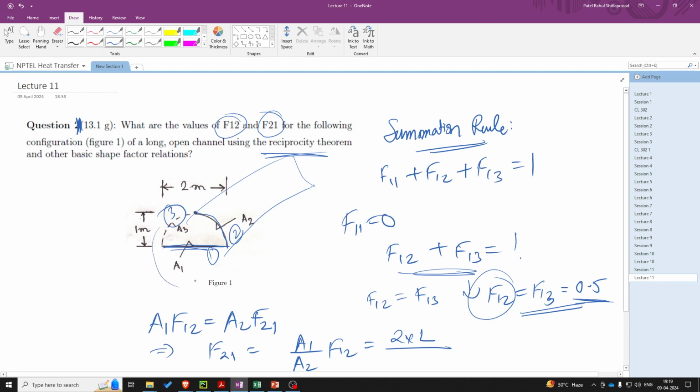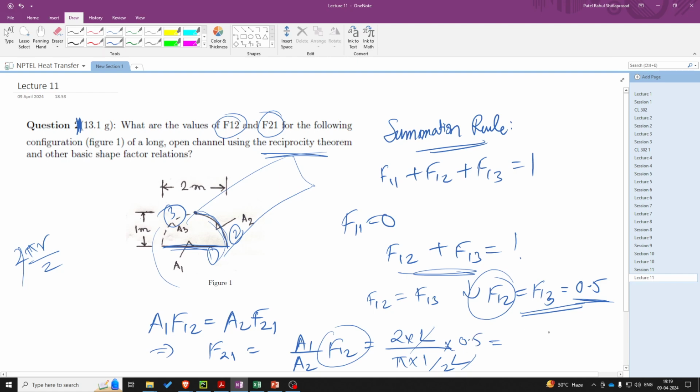So the circumference of this circle is 2 pi r, and for this part the half of it will become pi r, and again this part will have the circumference of pi r by 2. So we can write this as pi, the radius is 1 by 2 into length L. So we can cancel this out, and F12 is 0.5.